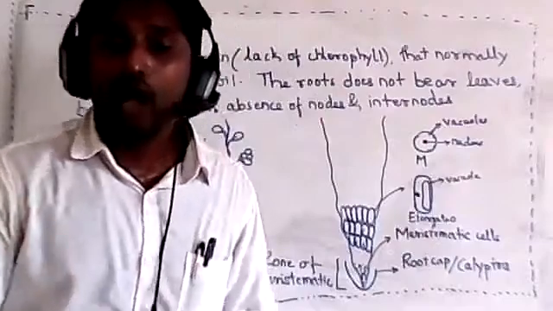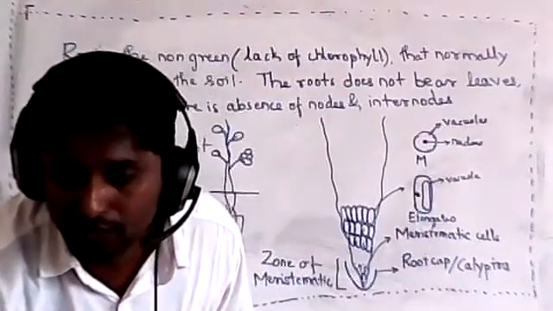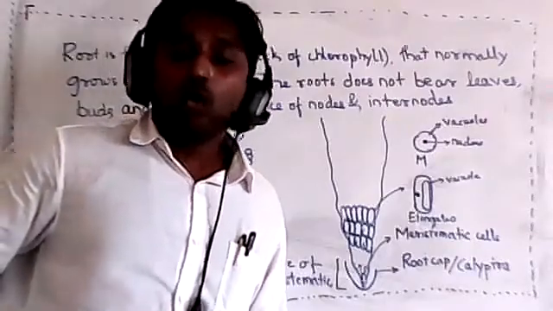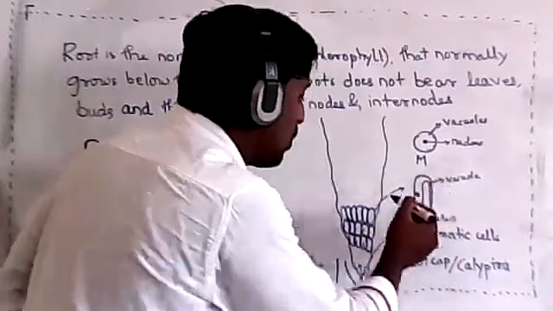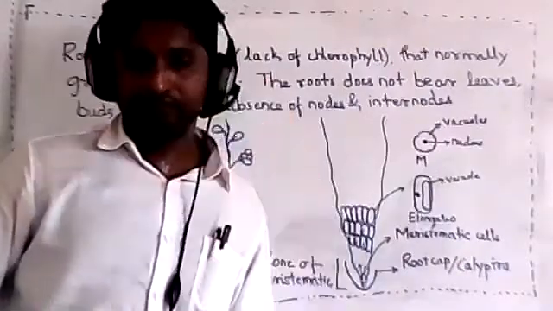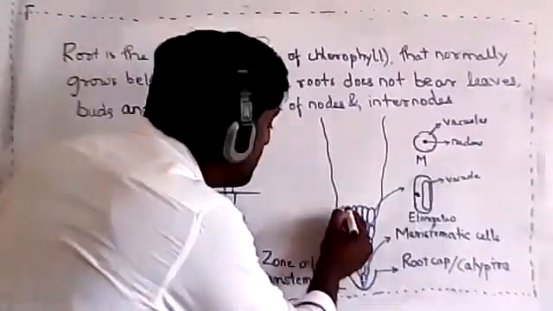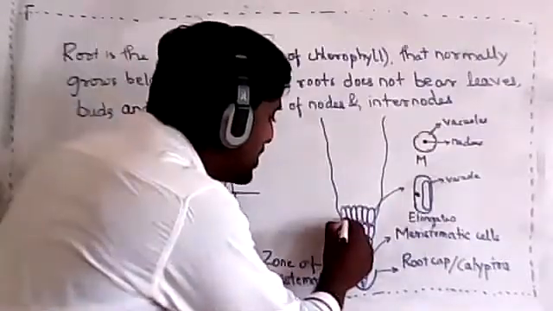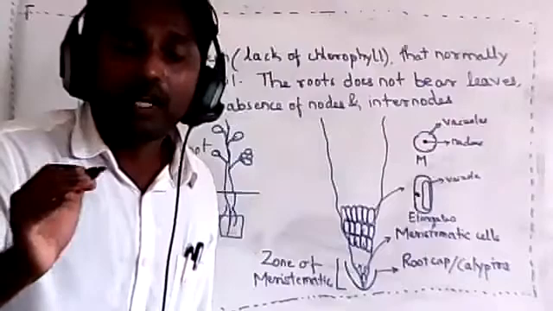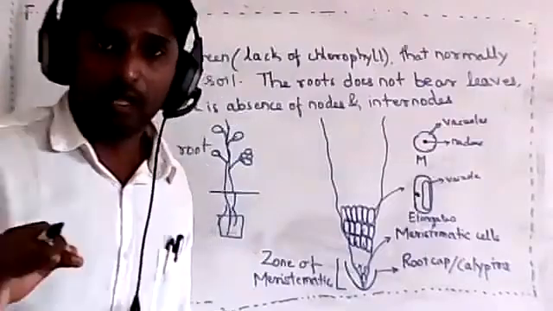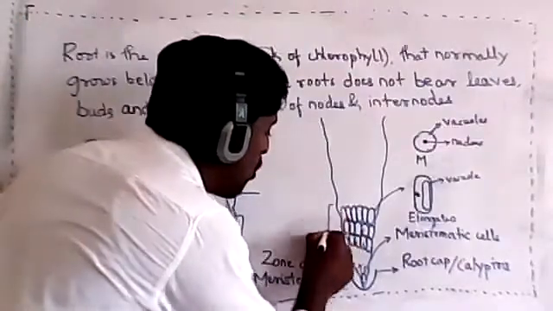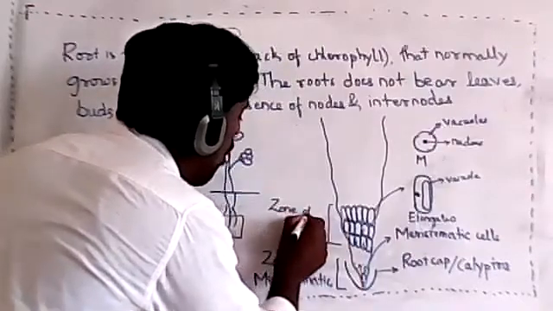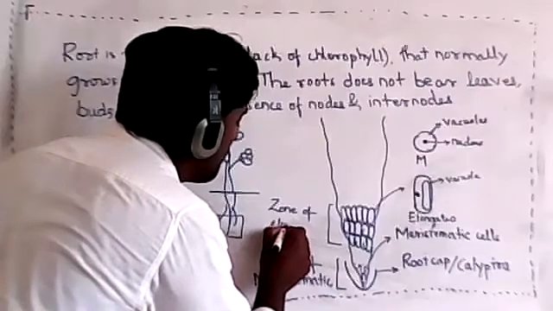Vacuole elongate agodrinda, one minute. Okay, vacuole elongate agodrinda these cells also elongate. Since these cells are elongated, this zone is called the zone of elongation.